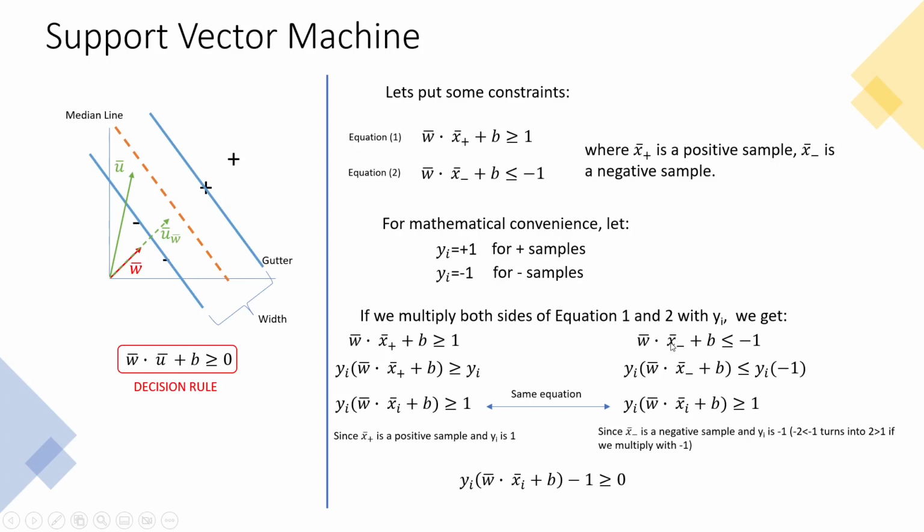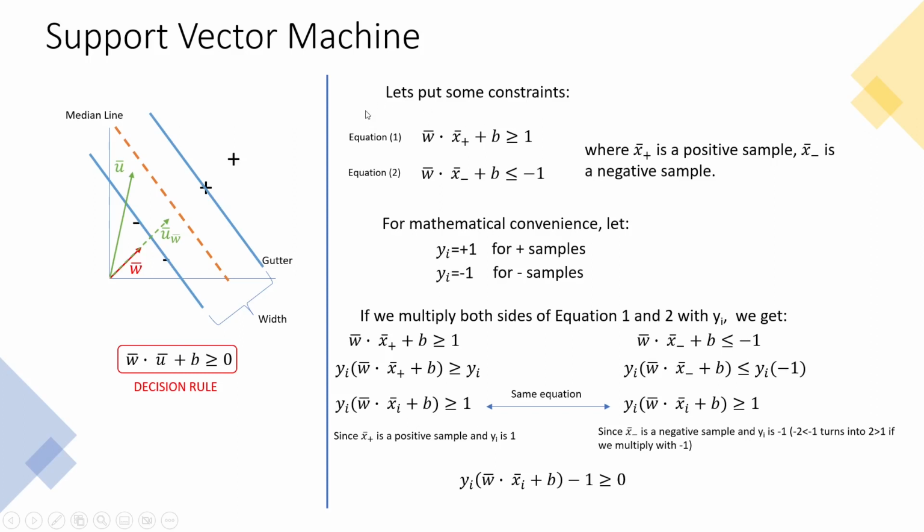Okay. And we multiply both sides with yi. And since x minus is a negative sample and yi is minus 1, we can rewrite this equation. Remember, if this is our equation, for example, minus 2 smaller than minus 1, we can rewrite this as 2 is bigger than 1 if you multiply both sides with minus 1. So we can rewrite this equation like this. Okay. And as you see, these are basically the same equations.